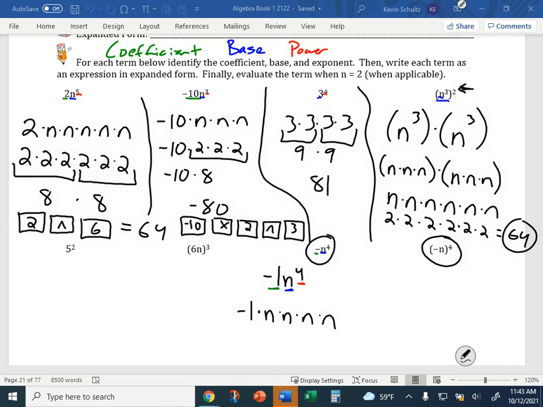With parentheses, however, like the second one, what's the base of that 4? Say what you said earlier. Negative n, right? What changed? The parentheses did. The parentheses are saying now include that negative sign with the exponent. Okay? So in this case, in expanded form, it's negative n times negative n times negative n times negative n.